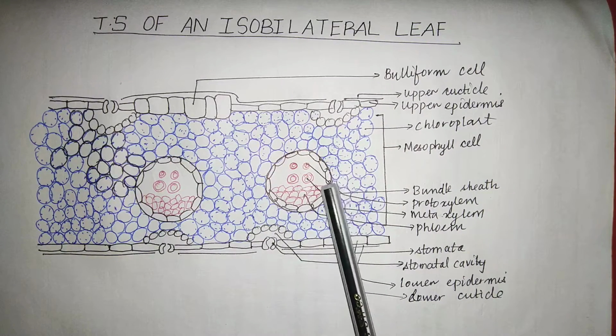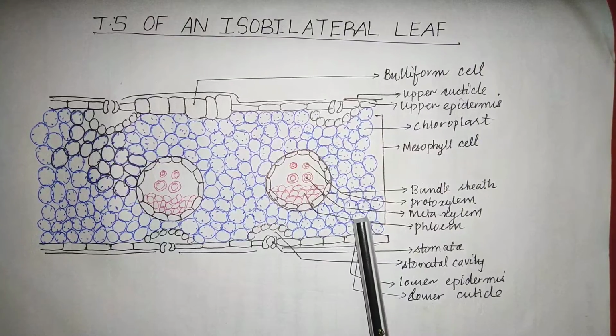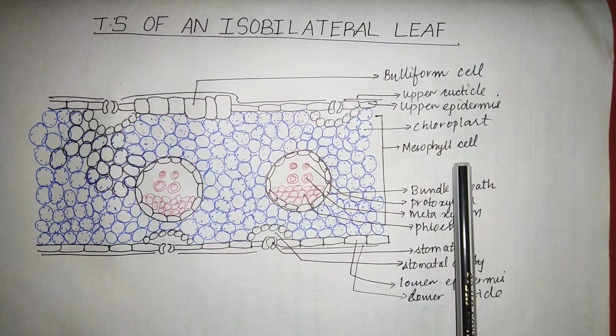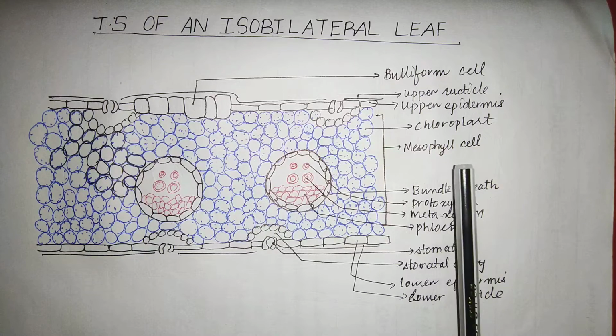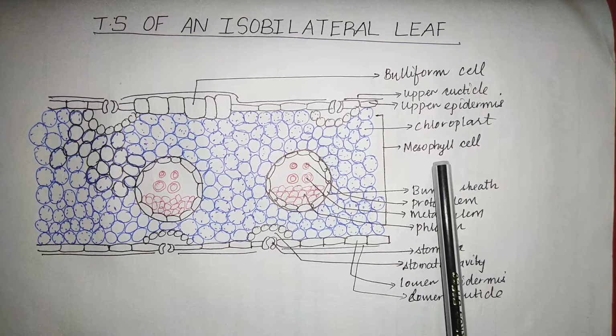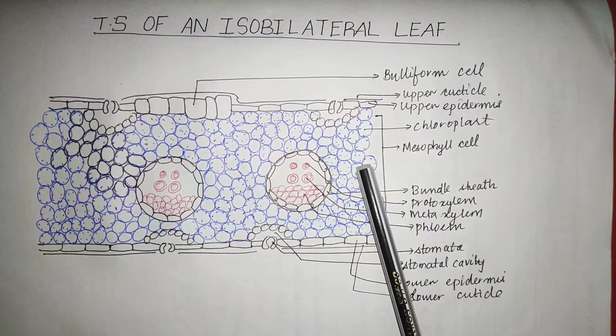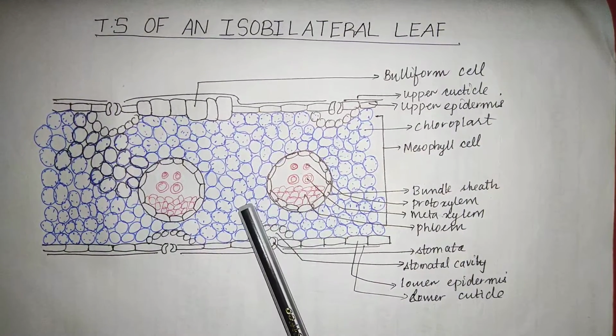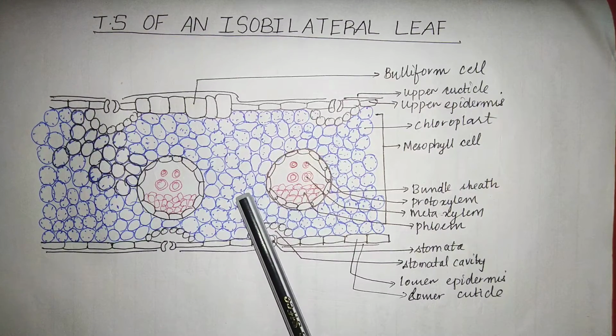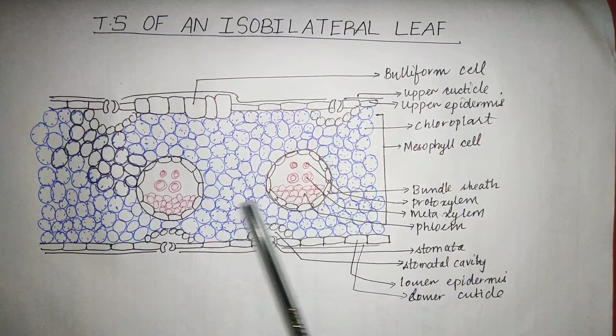And the vascular bundles are conjoint, collateral and closed type. The mesophyll cells of isobilateral leaf are not differentiated into palisade parenchyma and spongy parenchyma, and the mesophyll cells are parenchymatous cells, compactly arranged, irregular in shape, and consist of many chloroplasts.